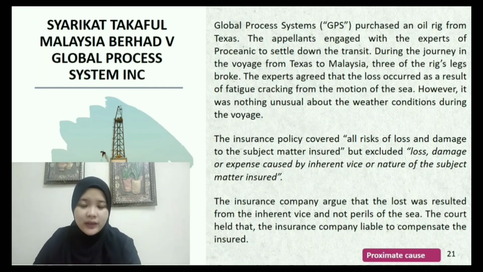The insurance company argued that the loss resulted from inherent vice and not perils of the sea. The court held that the insurance company was liable to compensate the loss of the insured. Here we can say that the concurrent cause is the perils of the sea and not the weather, because the weather is not covered in the policy. So this is about concurrent causation.